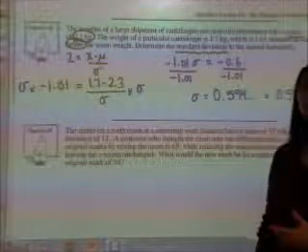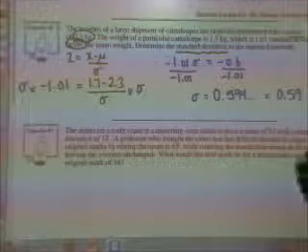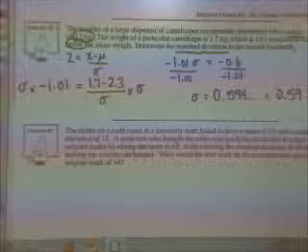Now your standard deviation is always going to be a positive value. Standard deviation talks about the dispersion of the data around the mean, and it does not look at it as being a positive or a negative value.